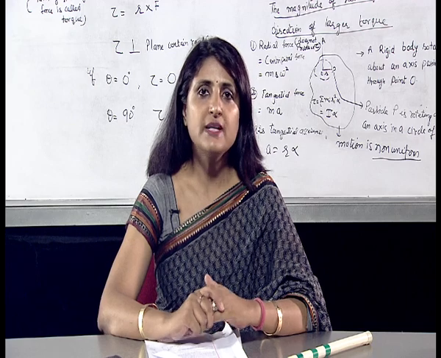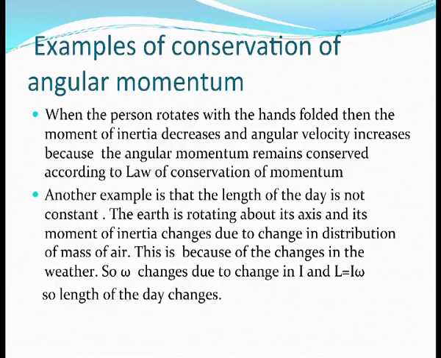Let's talk about the examples of conservation of angular momentum. The first example is when the person rotates with the hands folded, then the moment of inertia decreases because the distribution of mass decreases and the angular velocity increases. Why does the angular velocity increase? Because according to the law of conservation of angular momentum, L is equal to I omega. So, if the moment of inertia decreases, then angular velocity increases to keep the angular momentum constant and conserved.